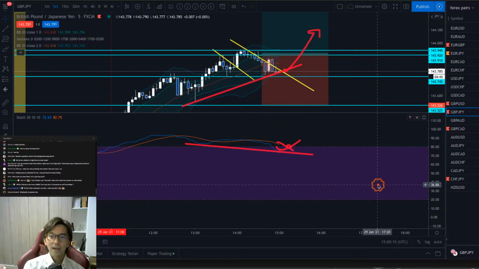So once again, like yesterday, today we're looking at this Pound JPY because this is the most stable and most significant uptrend at the moment on these currency pairs.